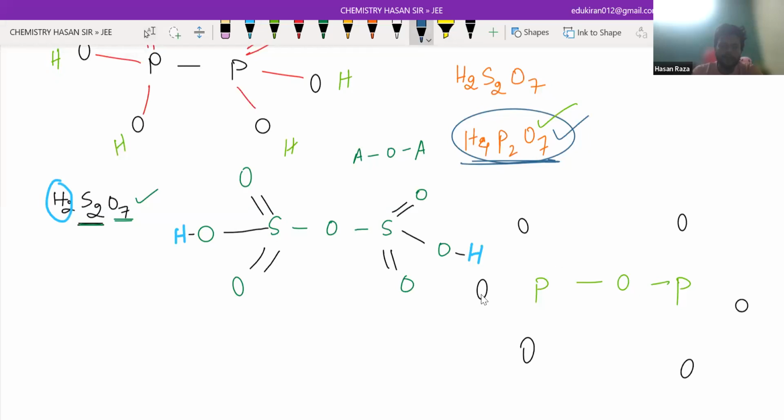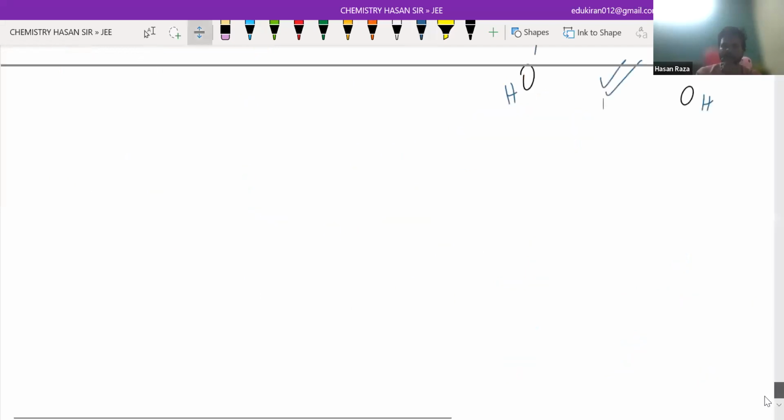Everyone? Now hydrogen, 2 hydrogen to the left-hand side and 2 hydrogen to the right-hand side. Whenever oxygen is in between two atoms, it will make a single bond, and the corner atoms double bond. So this will be the structure of this. Is that clear, everyone? Yes, sir.